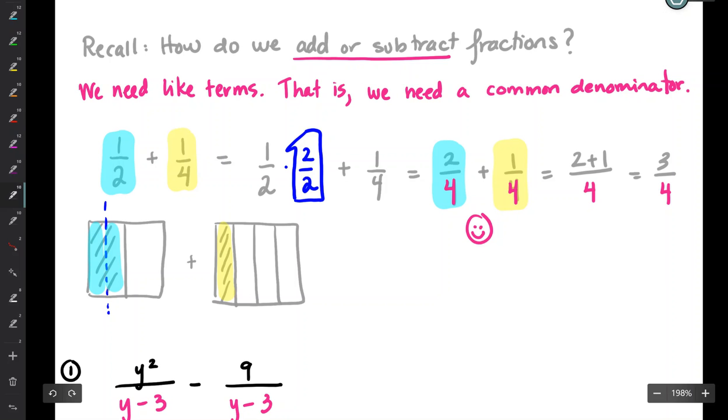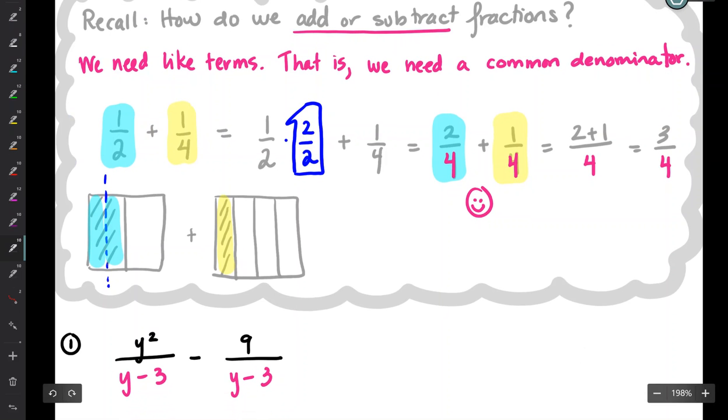Subtracting would be the same. If this was a subtraction problem, you just do 2 minus 1, which is 1/4. Let's just leave it as addition.